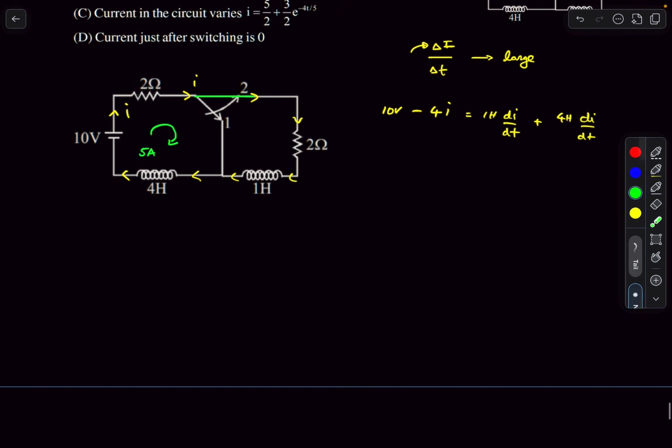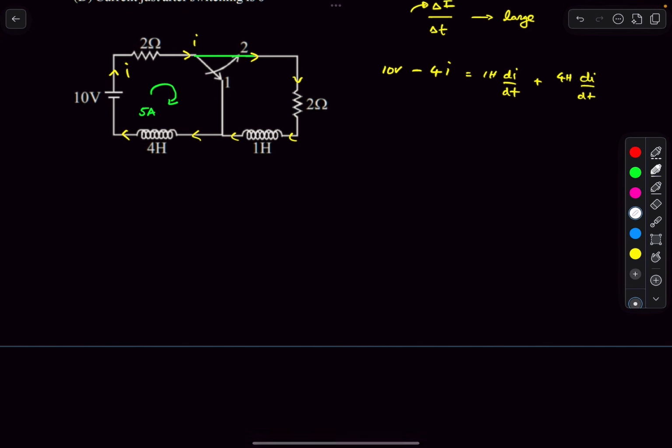Just after switching, what will actually happen is that the time derivative term, or the EMF across the inductor, will be exceptionally large compared to the 10 volt and the 4I. Similar to how in mechanics we neglect the force of gravity for a very short interval in which a collision is actually happening, right?